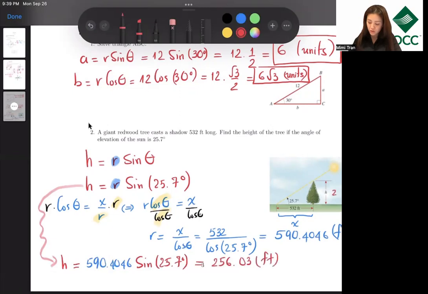So this is roughly 256 feet, which makes sense, right? When you solve these story problems, make sure your answer makes sense. If you had something like 5 or 6 feet, it just doesn't make sense. First of all, it's a giant redwood tree. It's got to be really tall. Let me box my answer, and that will conclude our seminar session today. Thank you for listening.